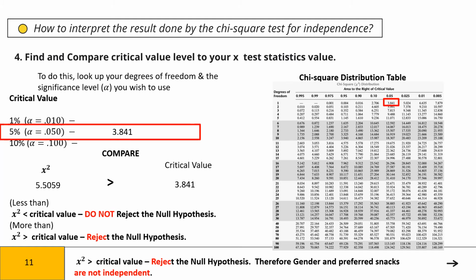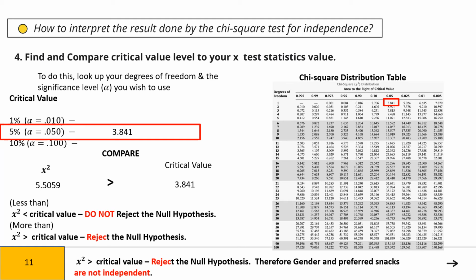So moving forward, to find your critical value, you use the chi-square distribution table. Look first for your degrees of freedom, which in our example is 1, and look for the desired significance level that you want to use, which in our example is 0.05. So our critical value is 3.841.